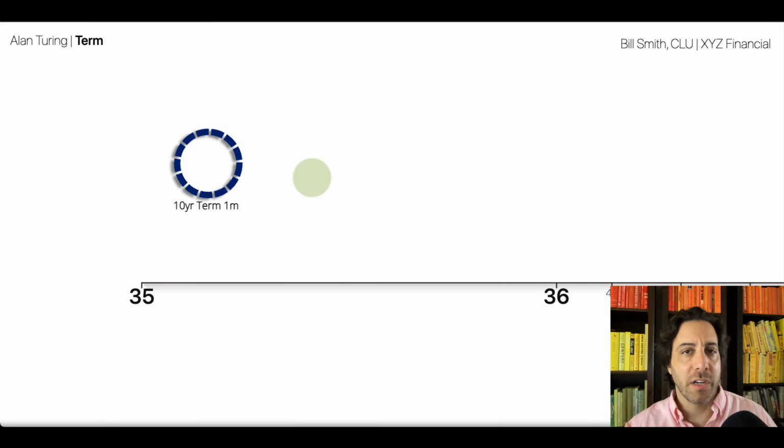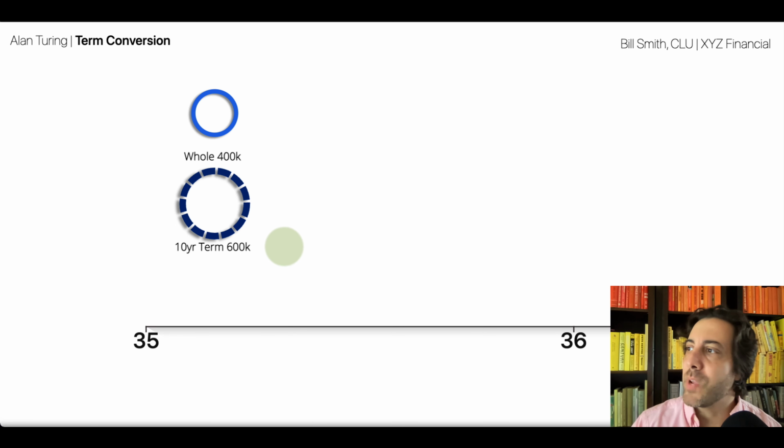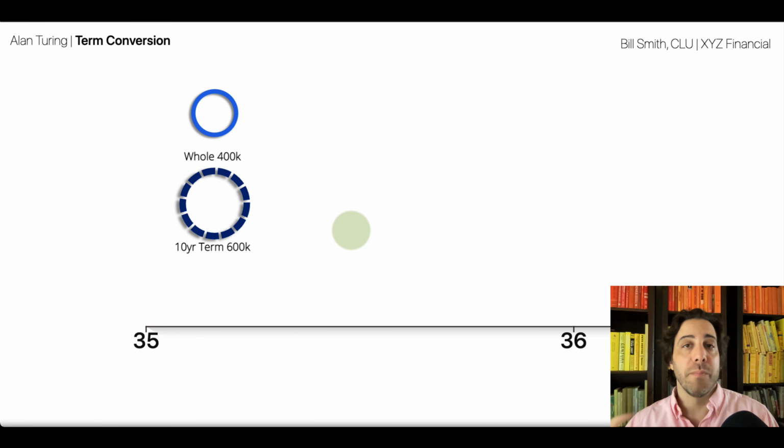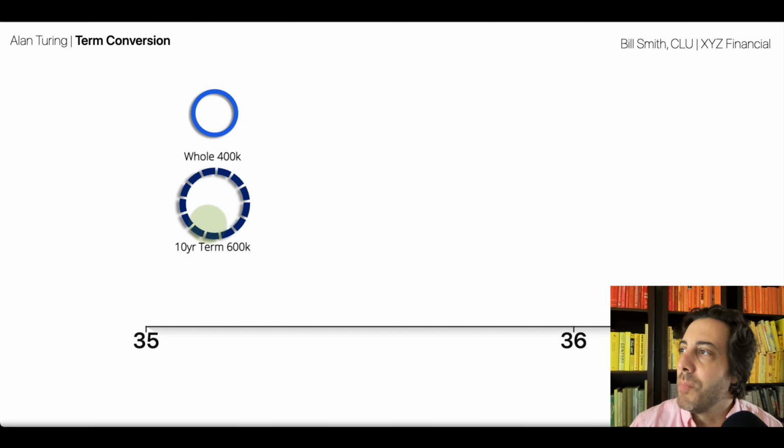Now we want to talk about what is the term conversion. So maybe they have this policy. Okay, $1 million in term. We want to convert some of that term. So instead of just $1 million in one circle, here's the next animation. Now we have the same amount of death benefit, 600,000 and 400,000 equals $1 million in two different circles. So we went from this 1 million in one circle to $1 million in death benefit in two circles. And we've converted, or suggesting conversion for 400,000 in whole life.